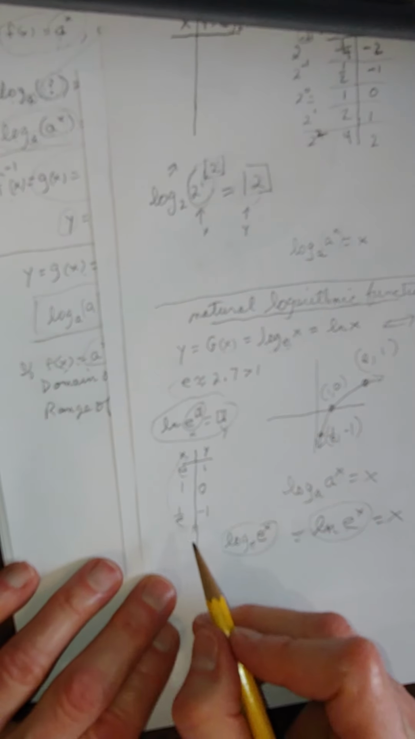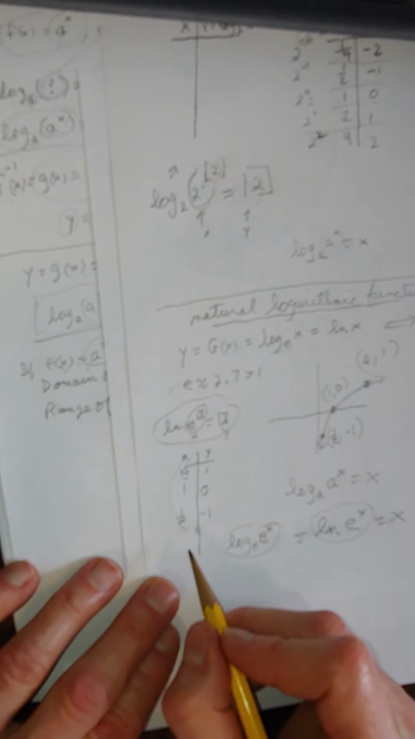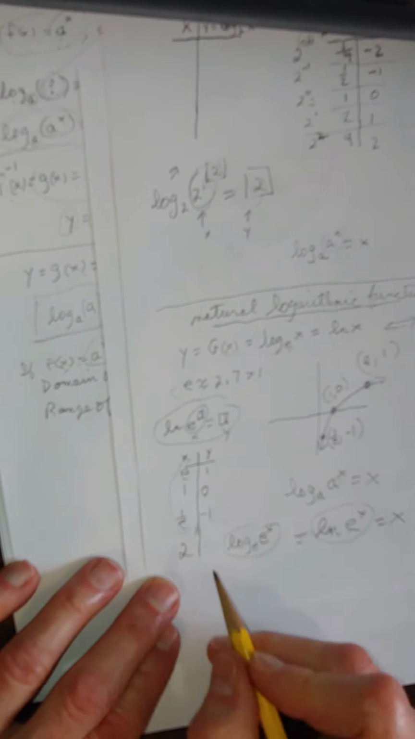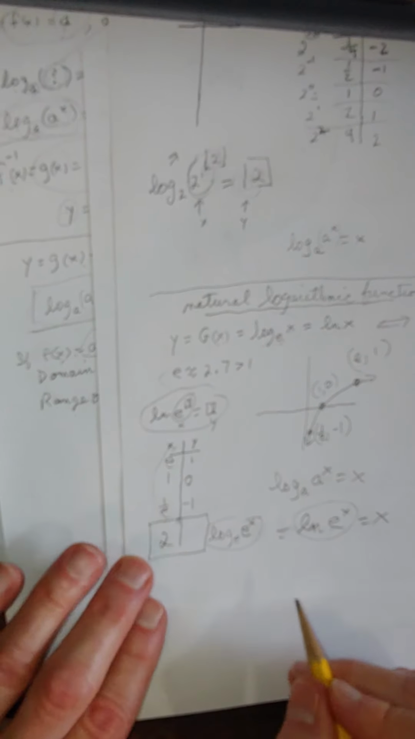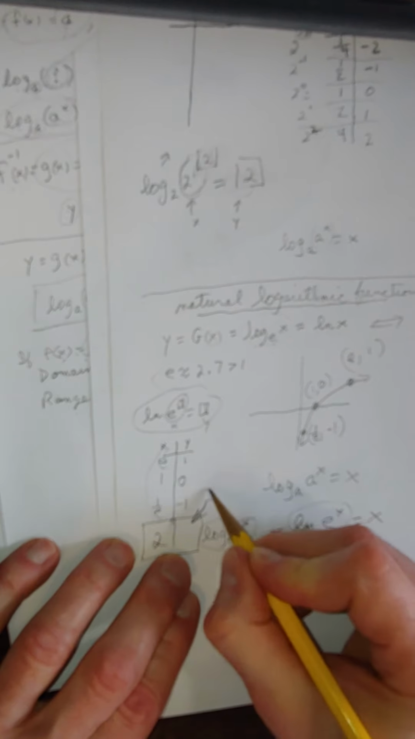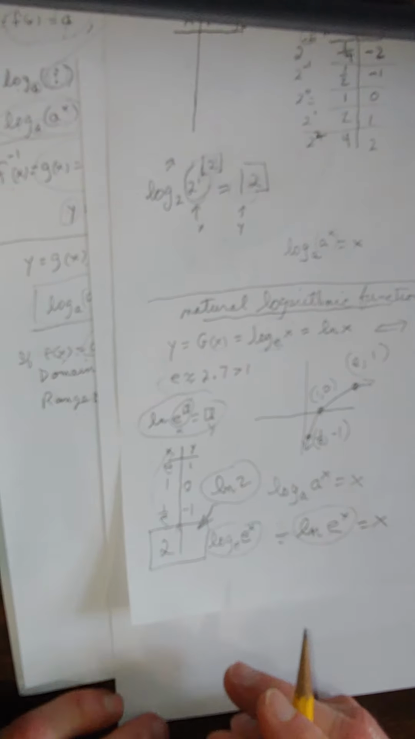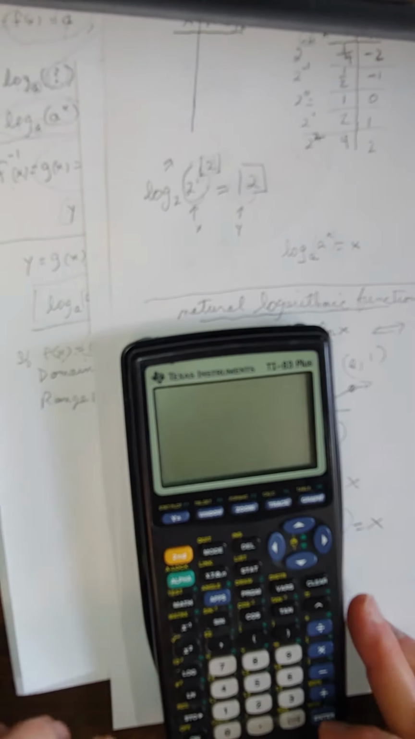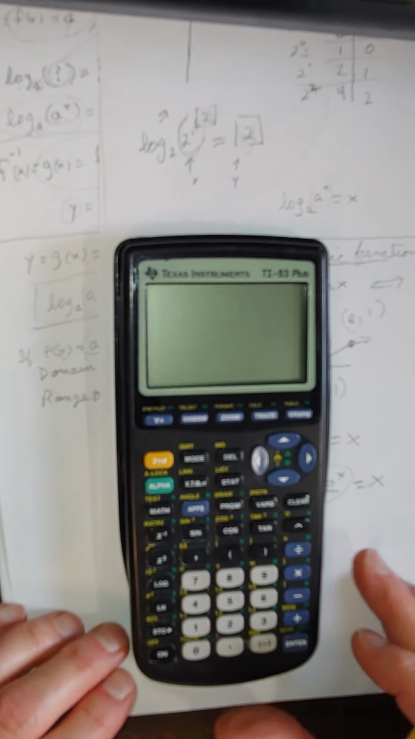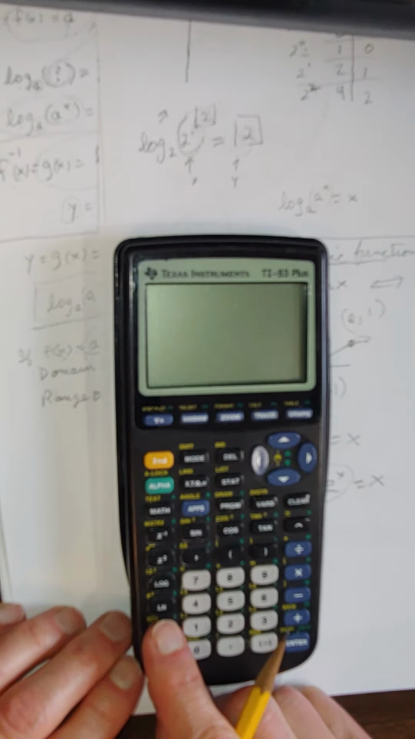I can find the ln of, let's say, 2. Suppose I plug in a 2. I want the y coordinate. So over on this side is going to be ln of 2, but I don't know what that is in decimal form. That's the answer. So let's see what it is. If you have a scientific calculator, which you're supposed to have, you'll see a button with ln on it.